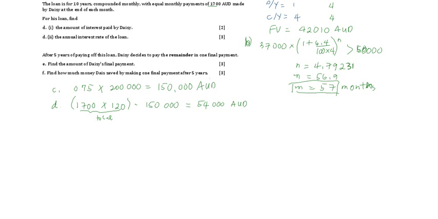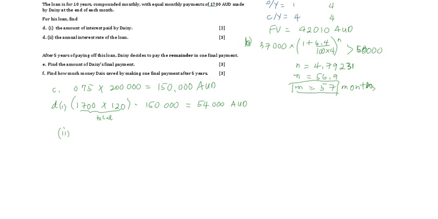Let us find the final payment after 5 years. So N is 5 years, this is 60 payments made. What are we looking for? Oh, we still have to solve T number 2, sorry. So this one is T1. Okay, for D2, the annual interest rate of the loan.